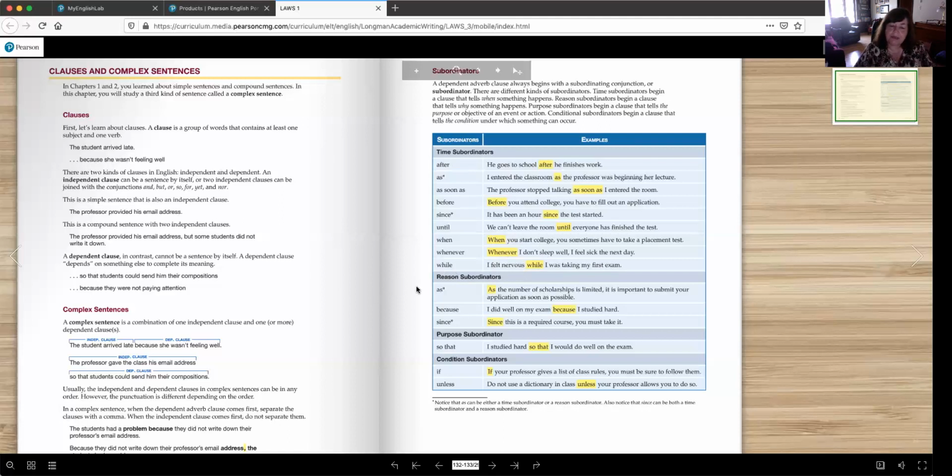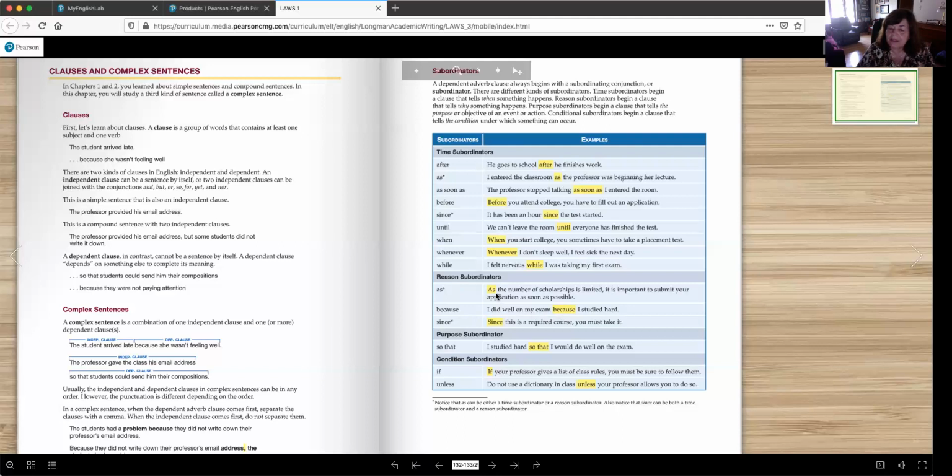So here's some others, and two of them we already talked about, as and since. These are reason subordinators. That means that they tell why something happened. So the main reason subordinator is the word because. I did well on my exam because I studied hard. Why did you do well in your exam? Because I studied hard. Because.